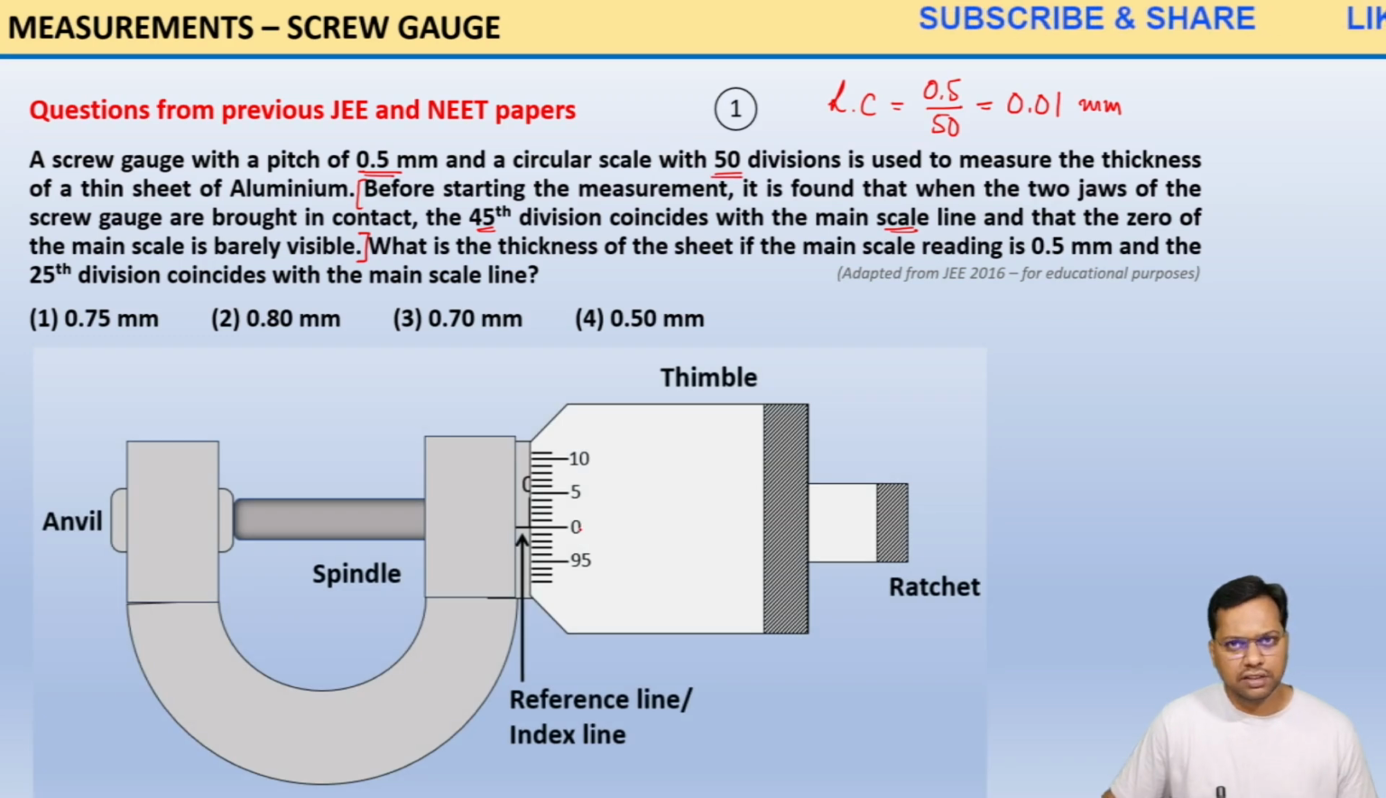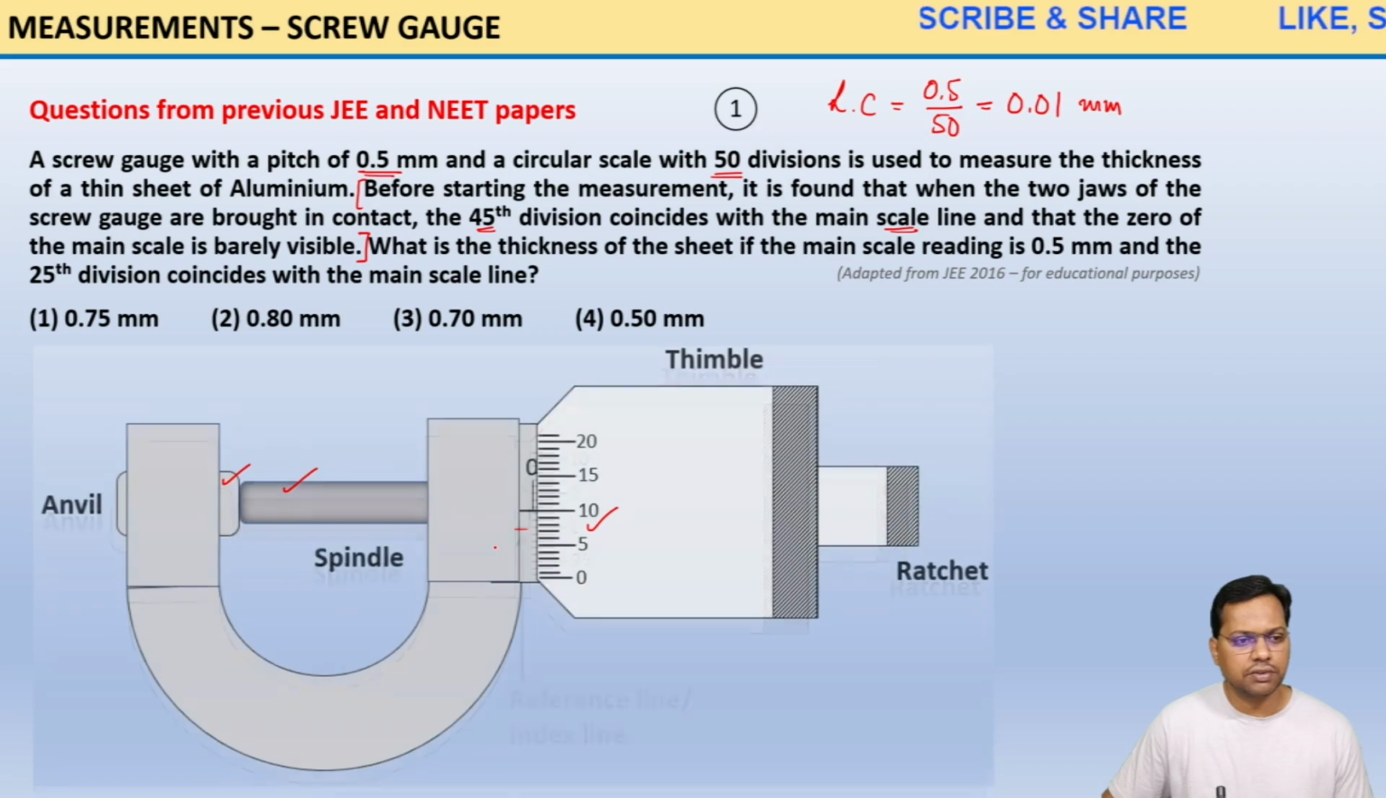In the case of a screw gauge, when both the anvil and the spindle are in contact with each other, and if the zero of the circular scale or head scale is coinciding exactly with the reference line or the index line on the main scale, then the given screw gauge is said to have no zero error. In that case, whatever measurement you take will be accurate, so there is no need of any correction. Now we go for the positive zero error.